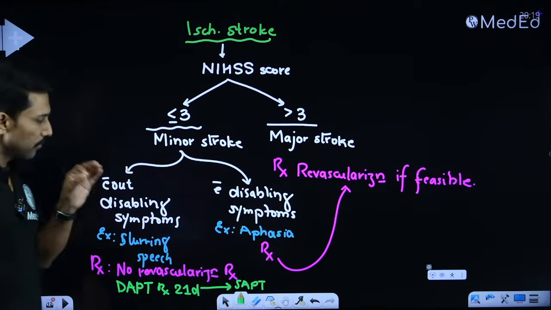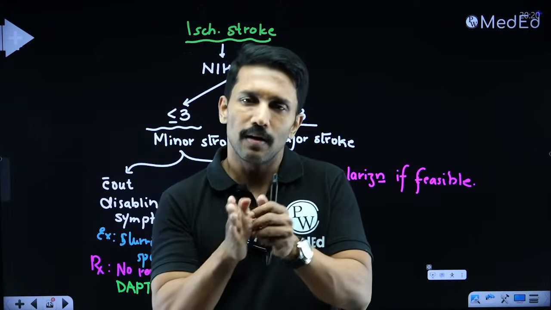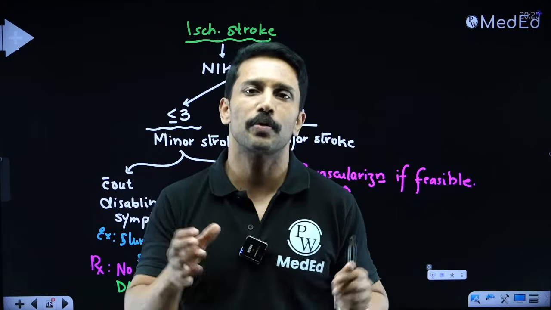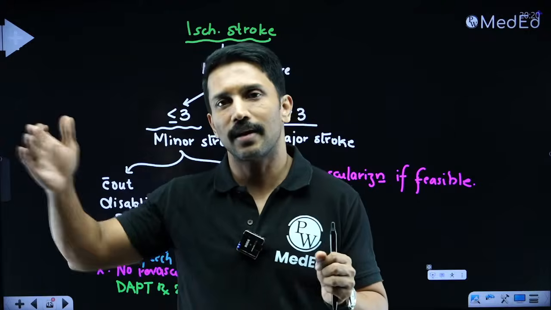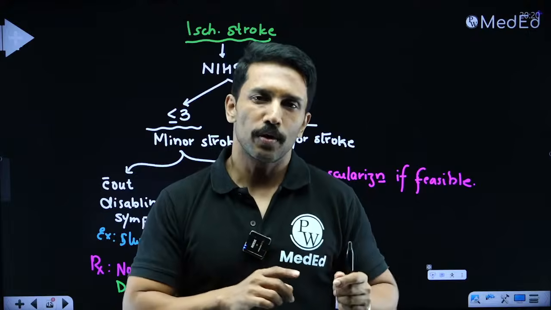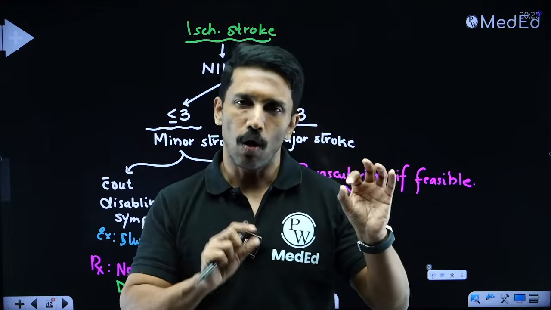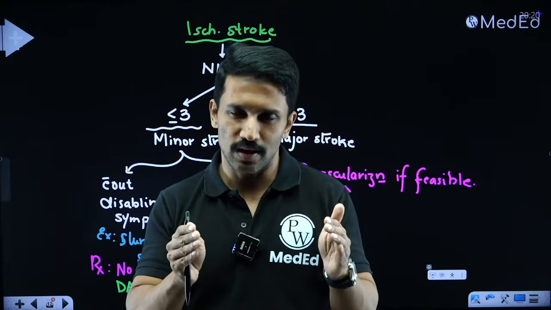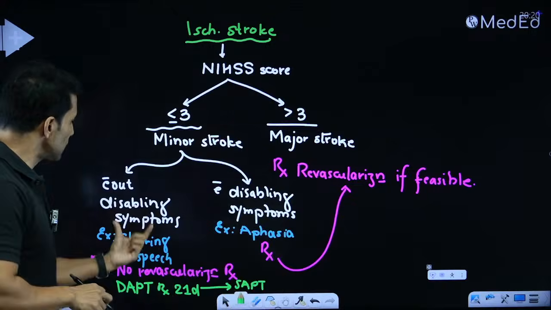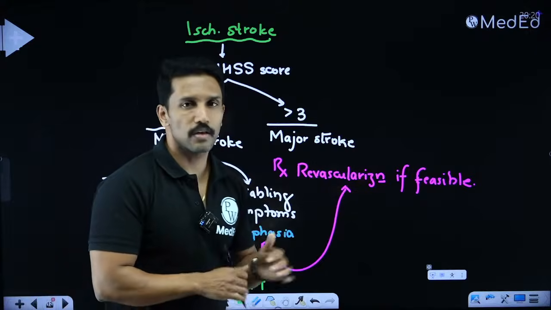So if you have a very minor stroke, no disabling symptoms, nothing aggressive to do, start them on aspirin plus clopidogrel. Earlier we only used aspirin plus clopidogrel for the first 21 days. After that, aspirin lifelong. Now from 2026 onwards, in place of clopidogrel, you can also use ticagrelor. So it's aspirin plus clopidogrel or aspirin plus ticagrelor for the first 3 weeks. After that, rest of the life, aspirin alone. This is for non-disabling minor stroke. Disabling minor stroke and major stroke, we are going for revascularization.